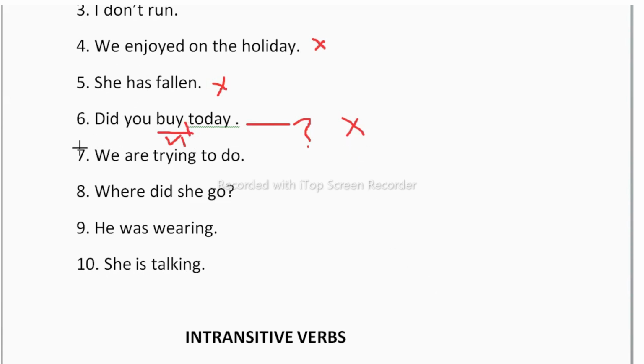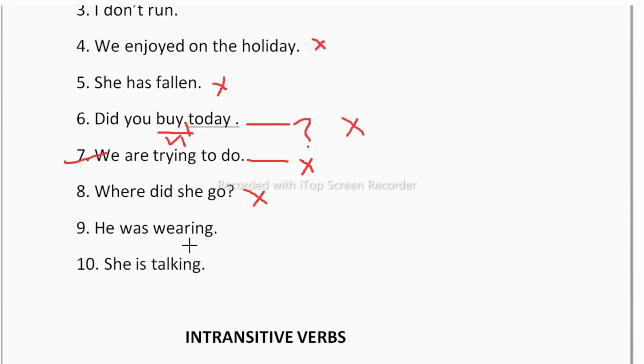Now let us see the next one, which is 7. We are trying to do what? We are trying to do something, some business or some project. Something is missing here. So again it is an intransitive verb because the object is missing here. Now, where did she go? This is a question, so this is also intransitive because the object is again missing here.